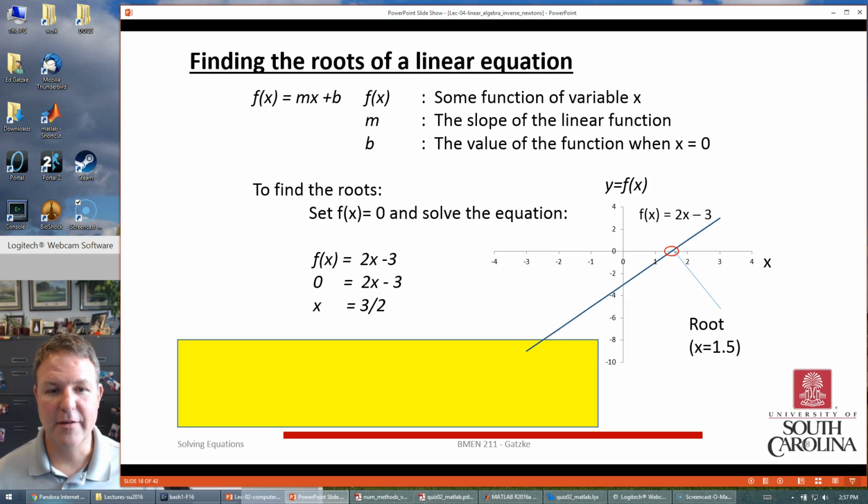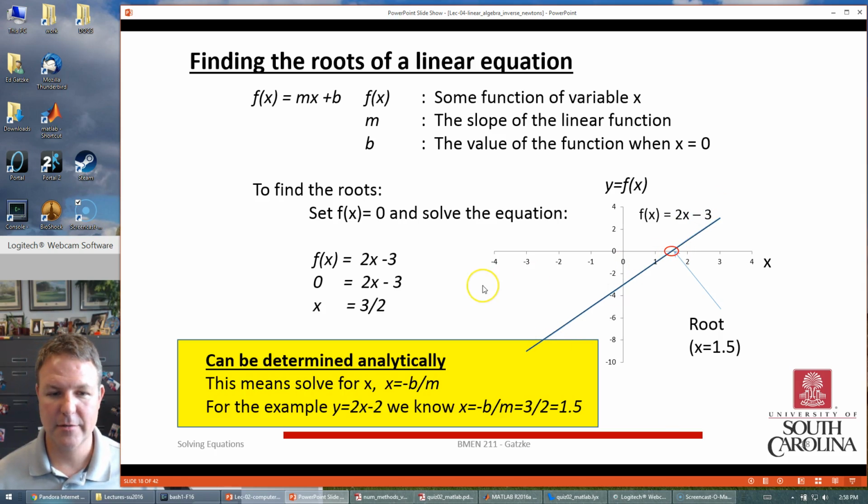For linear equations, we know how to do this analytically. If we have an equation in the form y equals mx plus b, so f of x is a linear function of x, where we have a slope and an intercept. If we have an actual example with numbers for the slope and numbers for the intercept, we can plot this and find that root, find the solution to that equation.